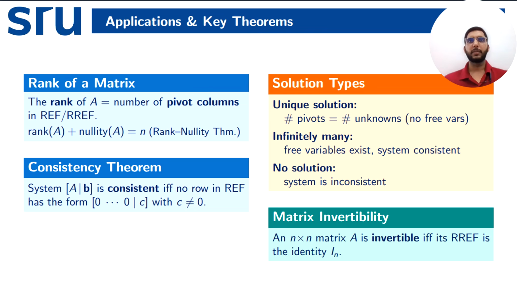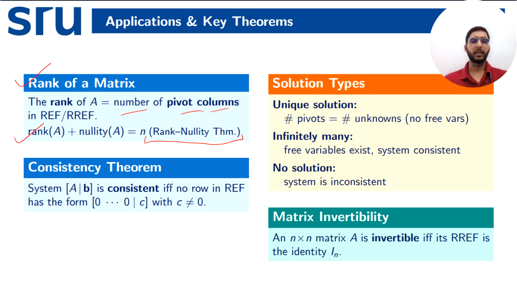So, these matrix forms are extremely important in many areas. For example, rank of a matrix. The rank equals the number of pivot columns in REF or RREF form. This is the rank-nullity theorem, which states that the rank of a given matrix plus the nullity of the matrix equals n, where n is the number of columns. This is the most fundamental theorem in linear algebra that we'll be seeing in later videos.